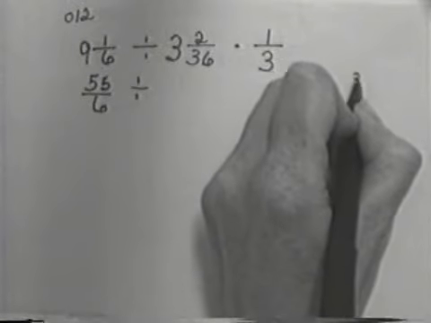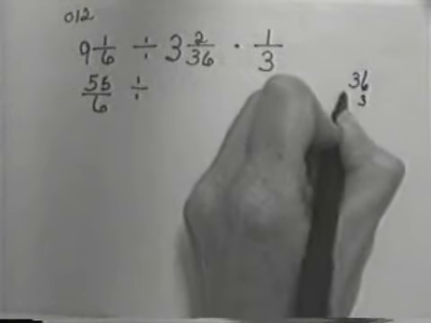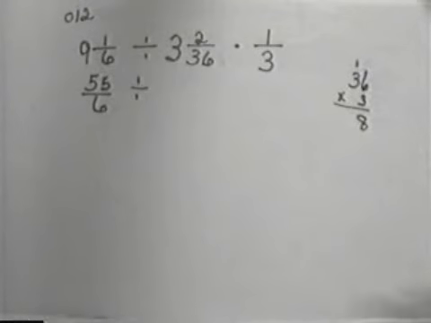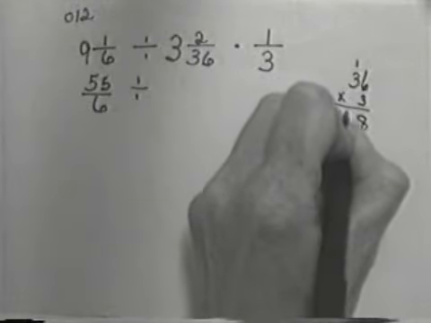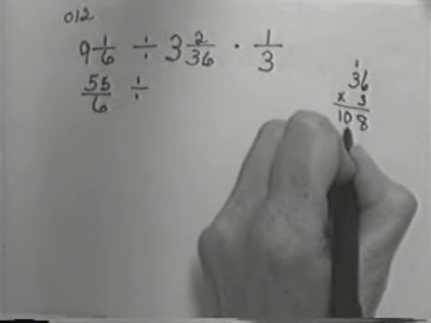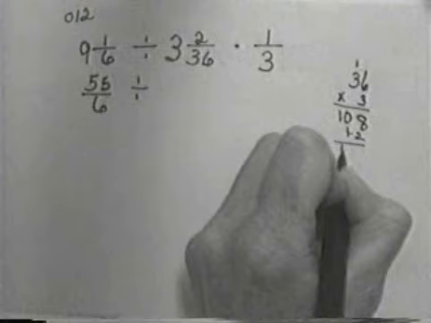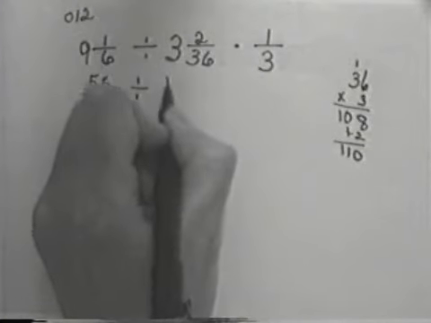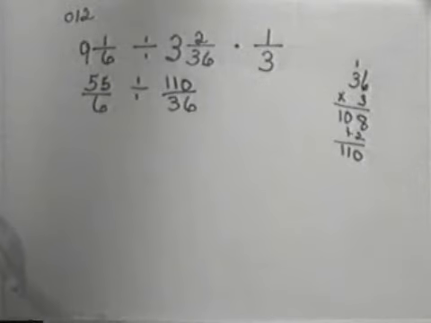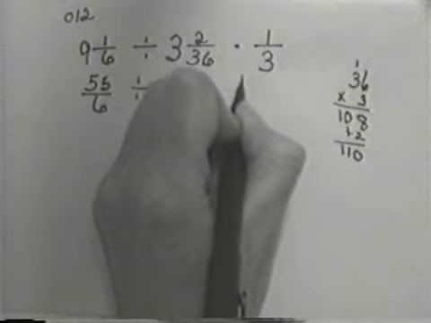We can't do that in our head. We come over here and multiply it out. It would be 18, carry our 1. 9 and 1 is 10. So we have 108 plus the 2 gives us 110. So we have 110 36s, then times 1/3.